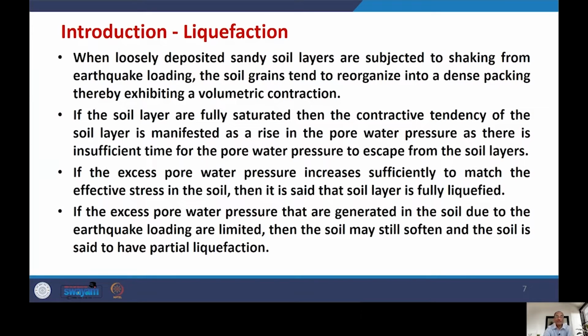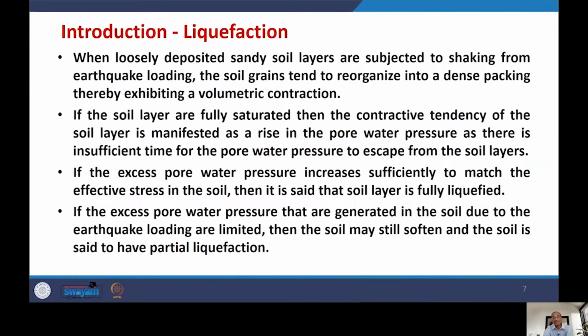If the excess pore water pressure increases sufficiently to match the effective stress in the soil, then it is said that the soil layer is fully liquefied. What will happen? If pore water pressure reaches such a condition that the effective stress becomes zero, then we say it is fully liquefied. But sometimes there is an increase in excess pore water pressure, but still the effective stress is not fully zero. In that case, the shaking is limited, or there may be other reasons, and still the soil will soften, though it will not be fully liquefied. Then the soil is said to have partial liquefaction.